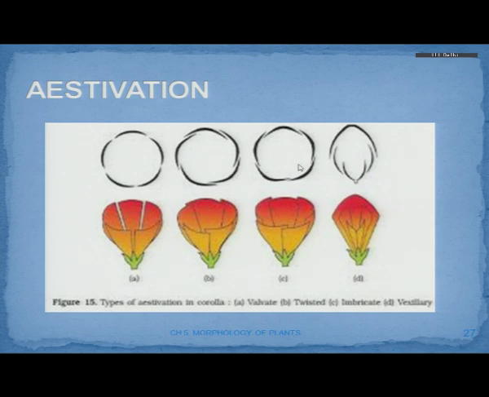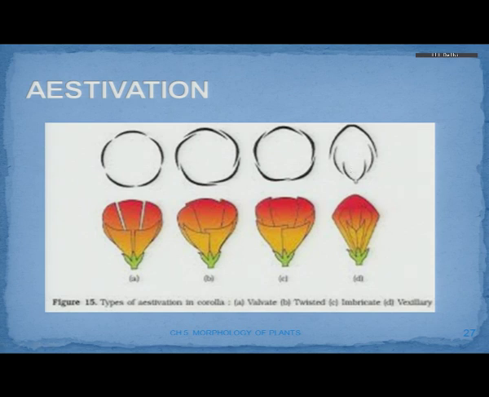Imbricate. In imbricate aestivation, what happens is that petals or sepals do overlap each other, but not in any proper order. Some petals or sepals may be totally inside, overlapped by both the sides. Some may be totally outside, overlapping other two petals, or some may be in the twisted aestivation, that is being overlapped on one side and not on the other. This is imbricate aestivation, and this one last is very typical.